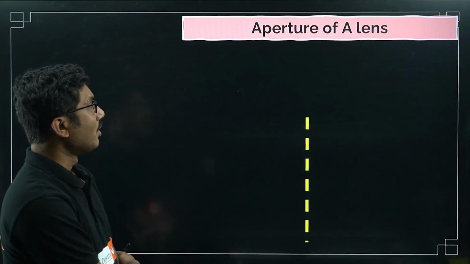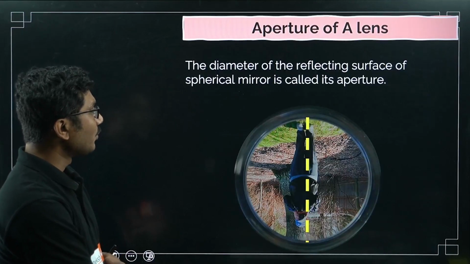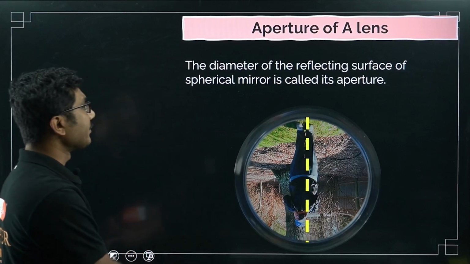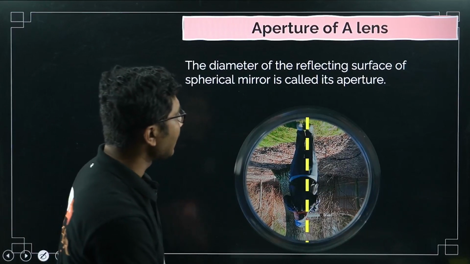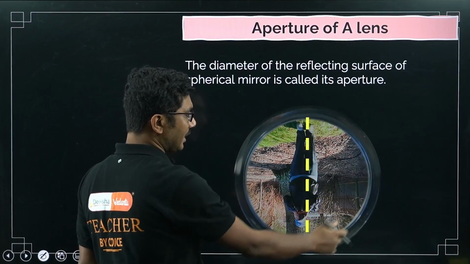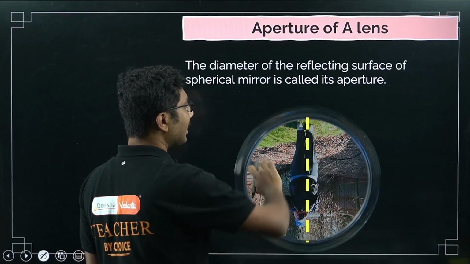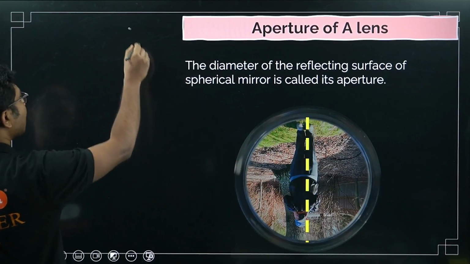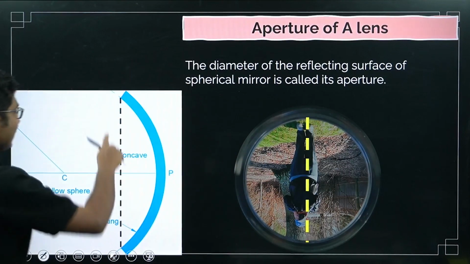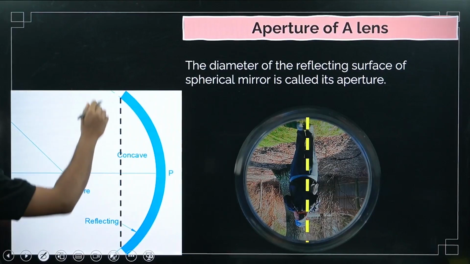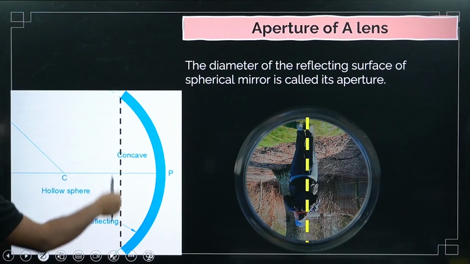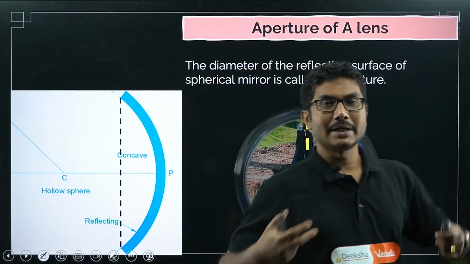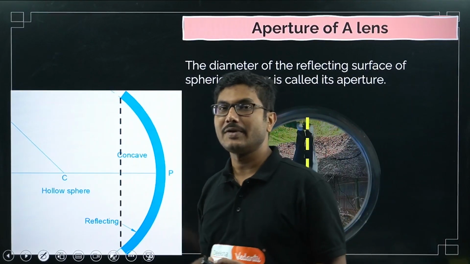Okay, now aperture of a mirror. So what is the aperture? The diameter of the reflecting surface of the spherical mirror is called aperture. So this is the spherical mirror that you see. This is nothing but part of the sphere. The sphere is like this. When we draw this mirror, we draw it like this, right? And this length is basically called the aperture. Aperture means the opening, how much diameter it has. Okay, how much light it can reflect at one go.